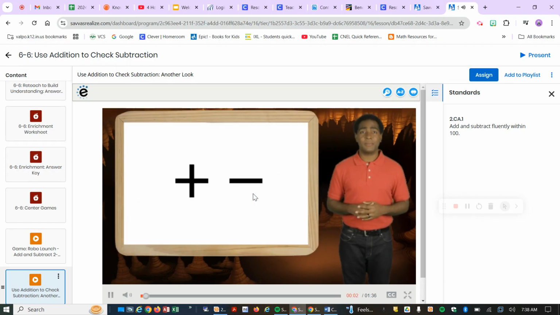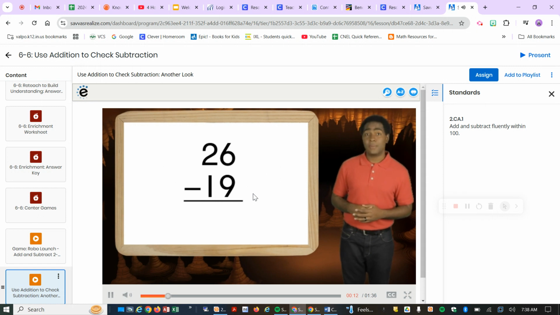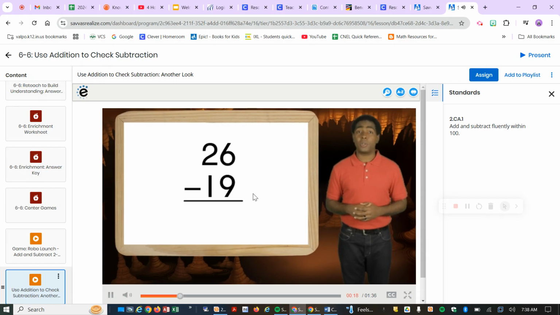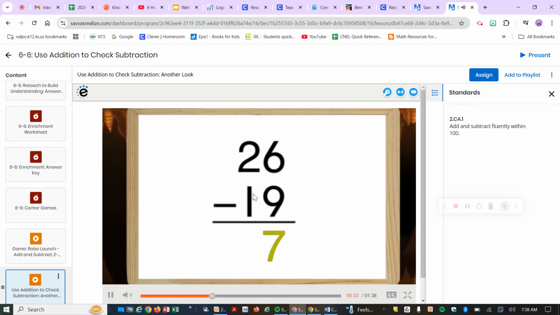Addition and subtraction. They're opposites, but they're also related. How so? You can use one to check the other. Let's subtract 26 minus 19. Look at the ones. 6 minus 9. Oops, we don't have enough ones. So let's regroup the tens as 10 ones. 16 ones minus 9 ones equals 7 ones. And 1 ten minus 1 ten equals 0 tens. So we're left with 7 ones, or 7. 26 minus 19 equals 7.